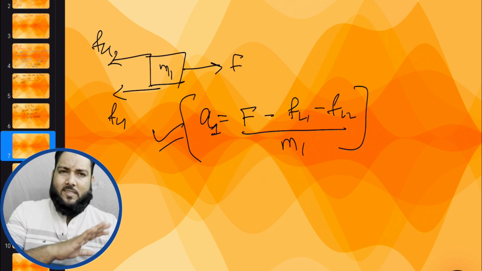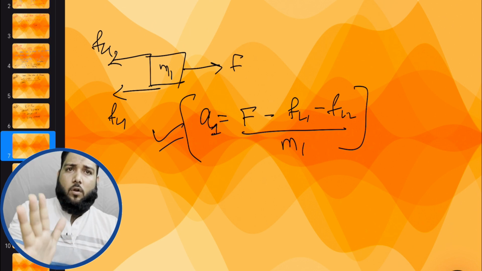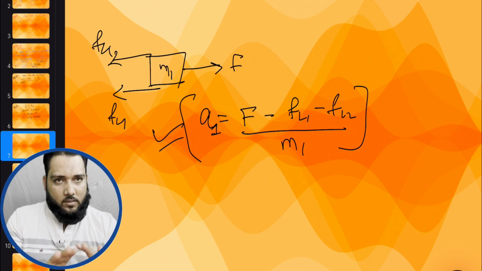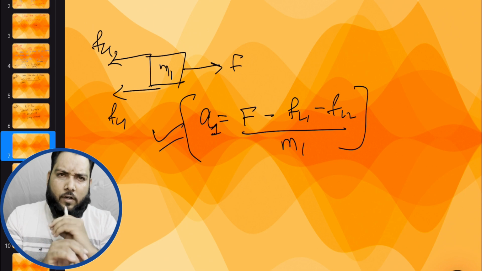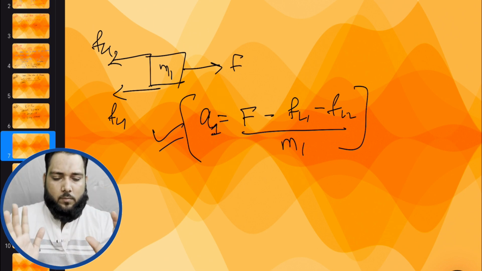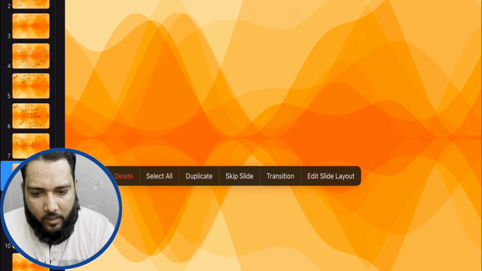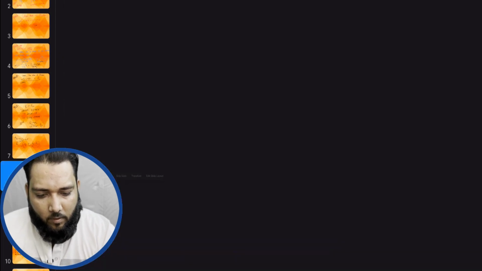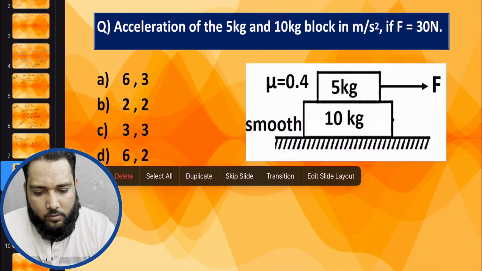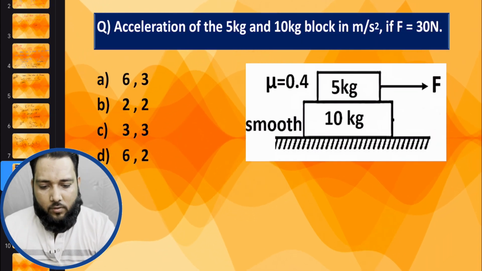Okay, guys, so this is the method to solve two blocks problems. Are you getting my point? These are standard steps. When you use these, you can do every type of two blocks problem. So now we take some examples of two block problems. So now this is one example. Try to solve this question.